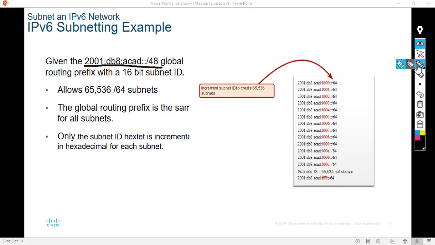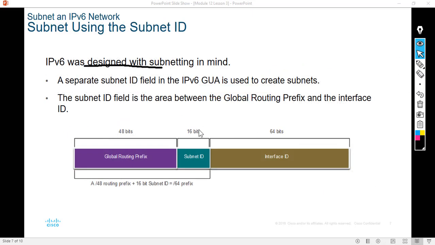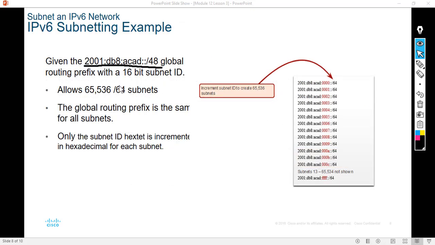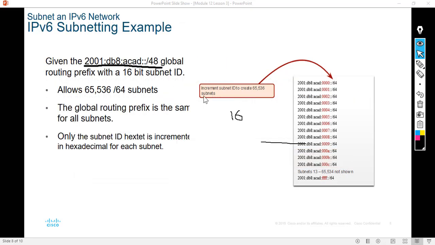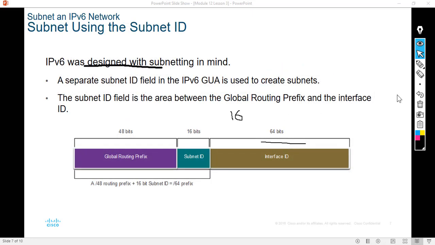If we take a quick peek back at the previous slide, remember we have 16 bits that's predefined for subnetting. So when we come back to this scenario, we have a routing prefix with a 16-bit subnet ID. So what does this mean? We go back to this image here, and out of the total 64 bits, you take out 16 bits. Why do we take out the 16 bits? That 16 bits is for the subnet ID. So what about the rest now? Well, out of that 64 minus 16 for the interface ID, the rest all now becomes part of that 16 bits to work out the subnets.